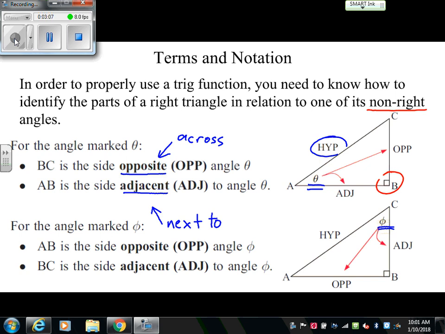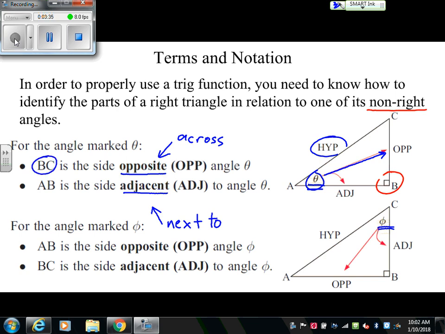So as we look at theta, this first angle right here, this non-right angle, there are three sides of a triangle. And there is one that is across from it. That would be BC. It's the one that is opposite. And we can see here, there's this arrow showing that it is across from our angle. And so that would be our side BC.